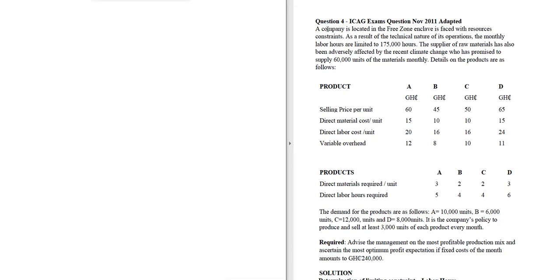It tells us that a company is located in the free zone enclave and is faced with resource constraints. As a result of the technical nature of its operations, the monthly labor hours are limited to 175,000 hours. The supply of raw materials has also been adversely affected by recent climate change, and the supplier has promised to supply 60,000 units of materials monthly. Details on the product are as follows. Okay, so they've given us the various details.